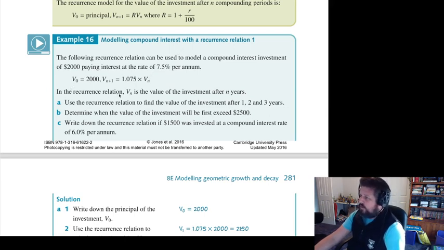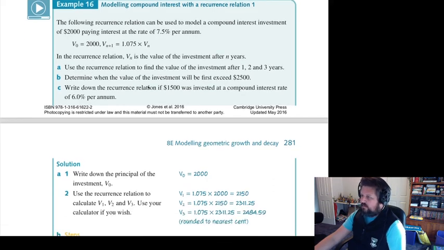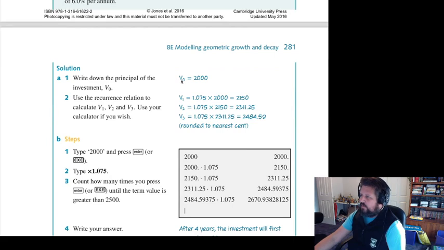It says in this recursion relationship, Vn is the value of the investment after n years. It says use the recursion relationship to find the value of the investment after 1, 2, and 3 years. In this particular case, all you have to do is substitute the values in where n is, and it will tell you what's happening after each of these years. So let's see what's going on. We've got the initial value. We're going to use the recursion relationship to calculate the values V1, V2, and V3.